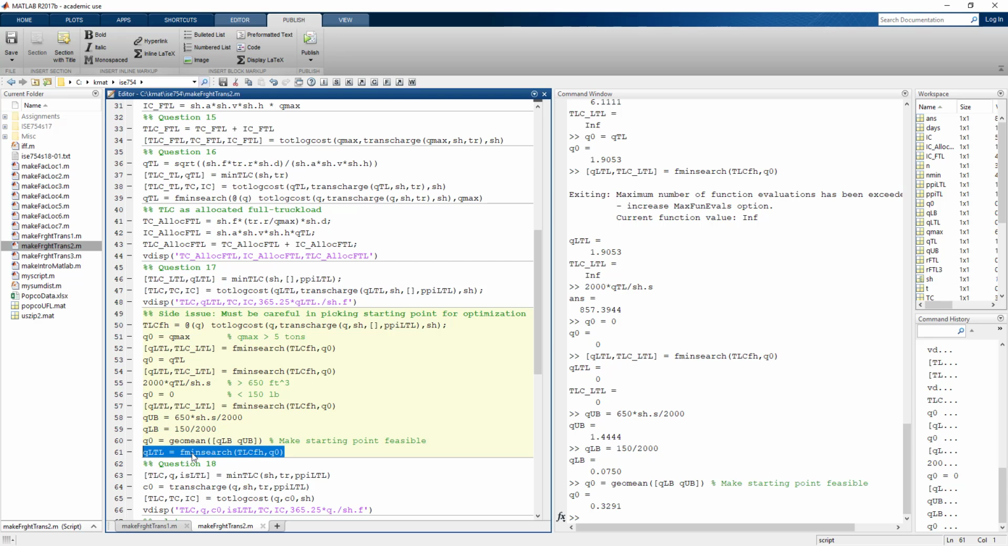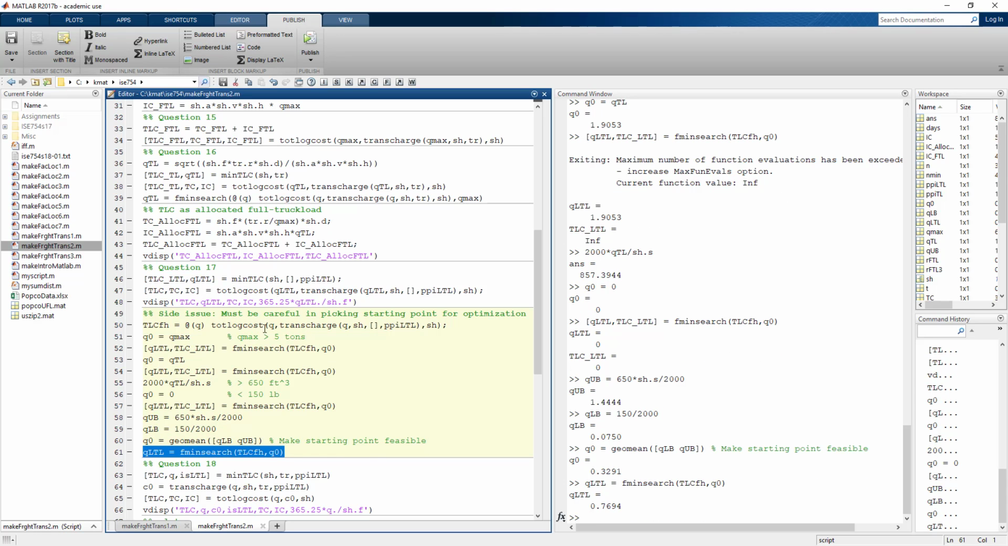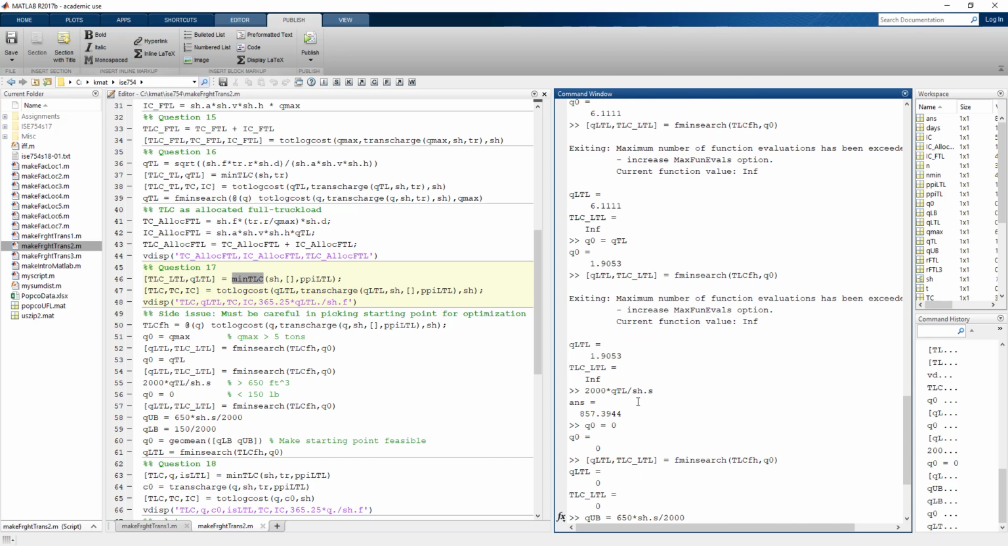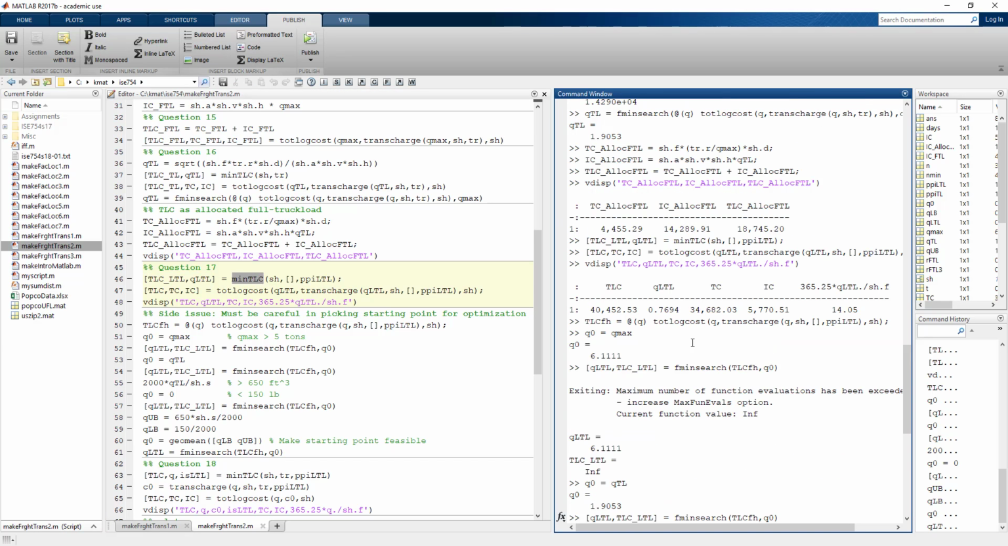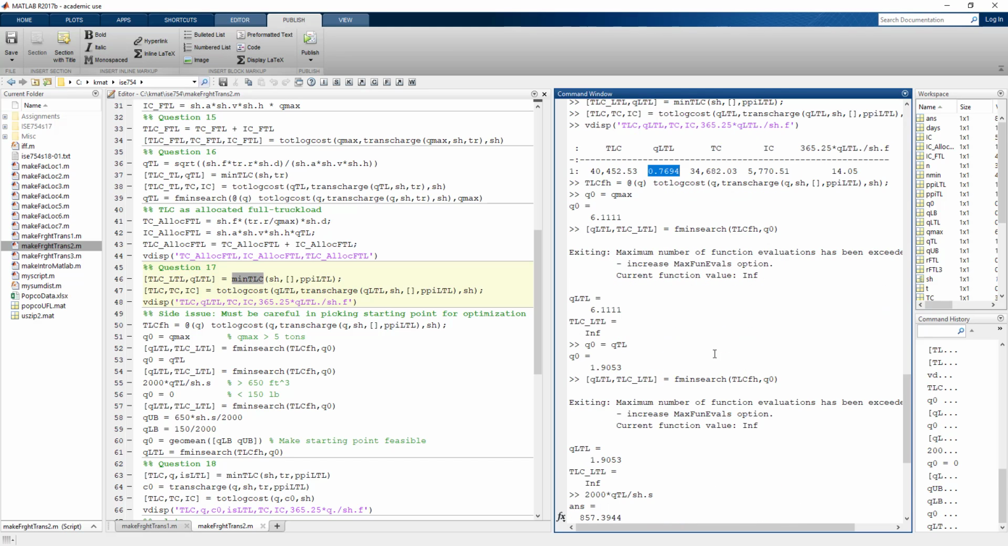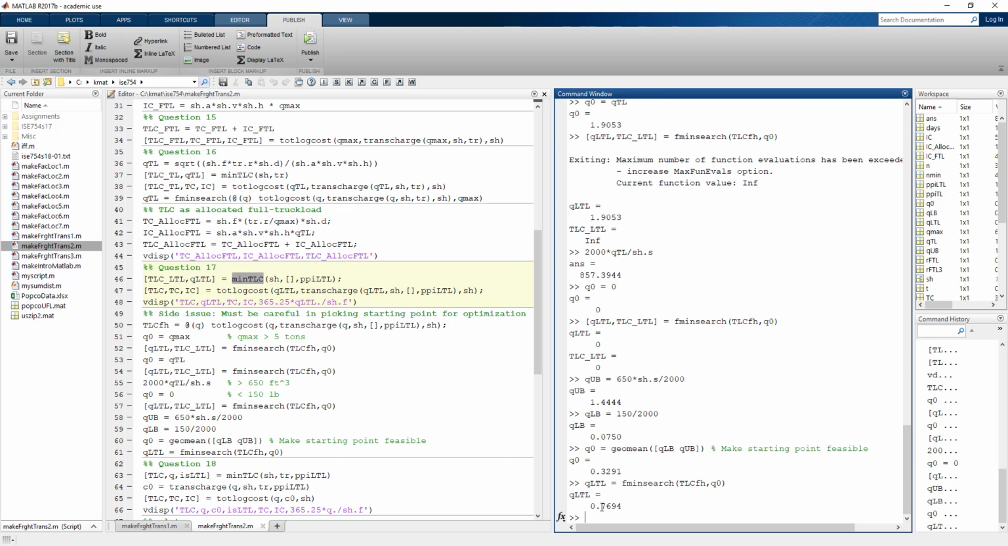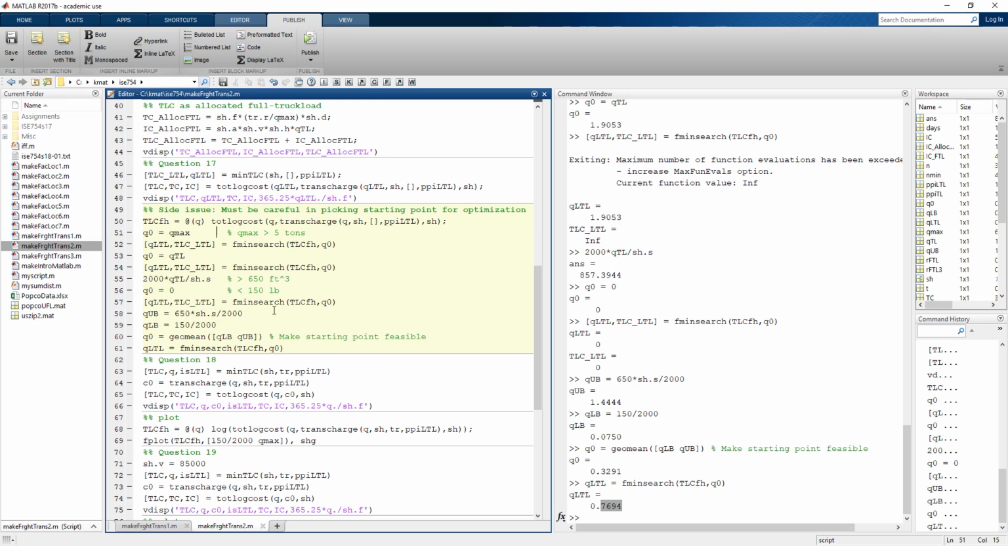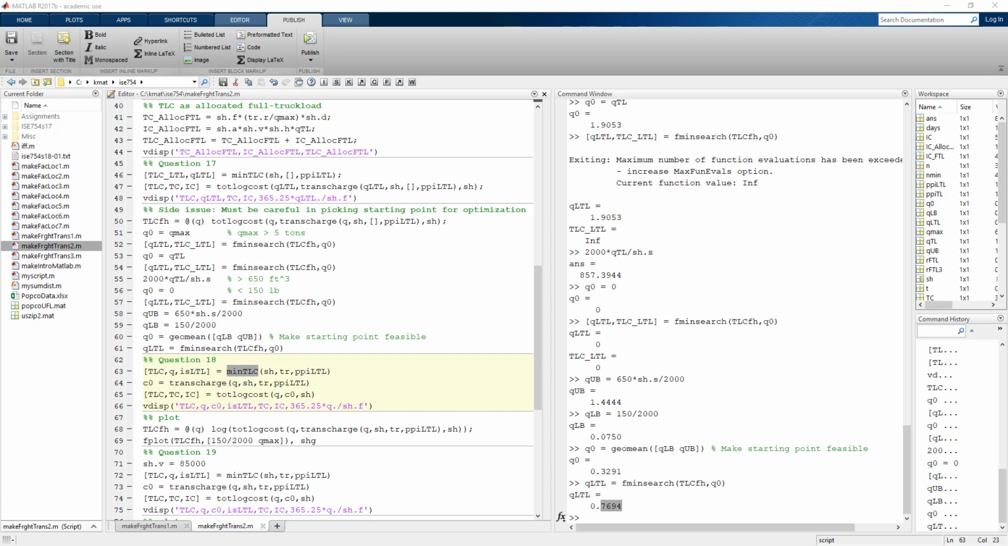So when we solve it using fminsearch, we get this result. And that is essentially what the minTLC function is doing in terms of solving for this problem. If we look back up, you can see when we solved it using fminsearch, we got 0.7694, which is the same value that we got right here. So picking a starting point is an important issue, but in our case, it's taken care of inside of the minTLC function.